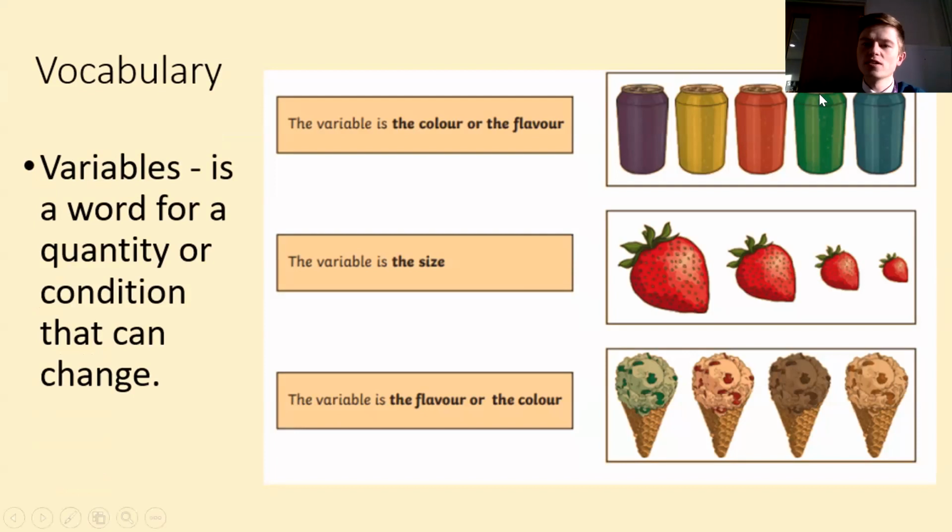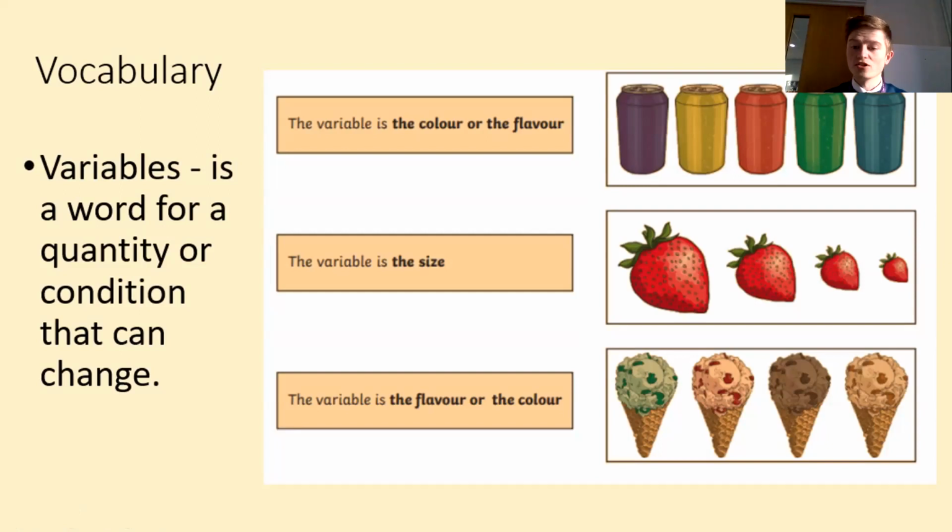Now, as we see in this picture, the variable for our first picture is the color of each can. That's the thing that changes in each different quantity. The variable in my second picture is the size. We see our 4 strawberries. What has changed is their size. That means it's the variable.